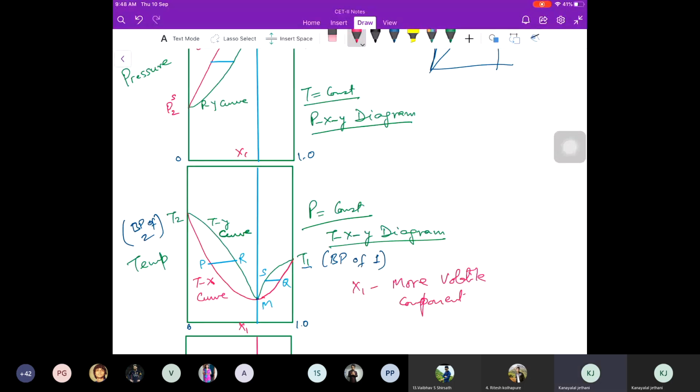That is why this temperature of more volatile component T1 is less than that of T2. Yes sir. Got it, sir.